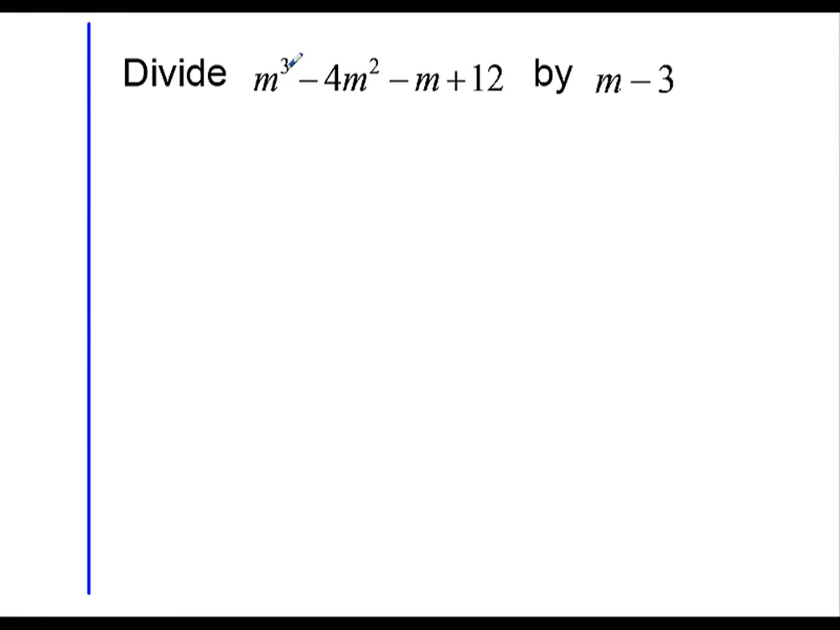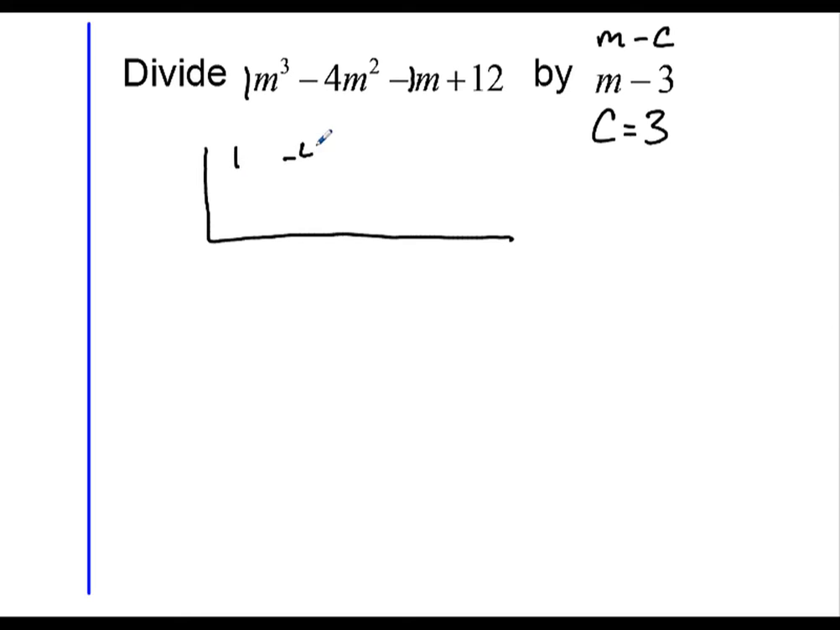We're going to divide m cubed minus 4m squared minus m plus 12 by an m minus 3. We need to figure out what our c is, and the c in this problem is a 3. Remember, because it would be m minus c. So let's set up a synthetic division with our coefficients. The coefficients in this problem are 1, negative 4, negative 1, and positive 12. And now we're going to write our c number right here, a positive 3, not a negative 3.